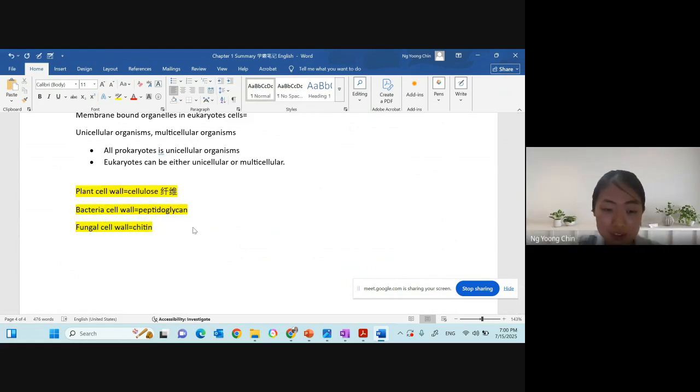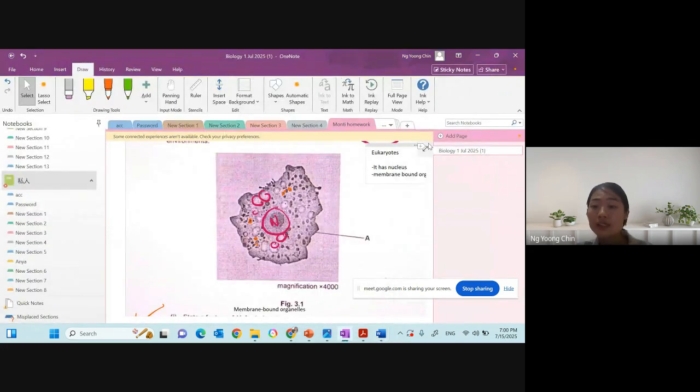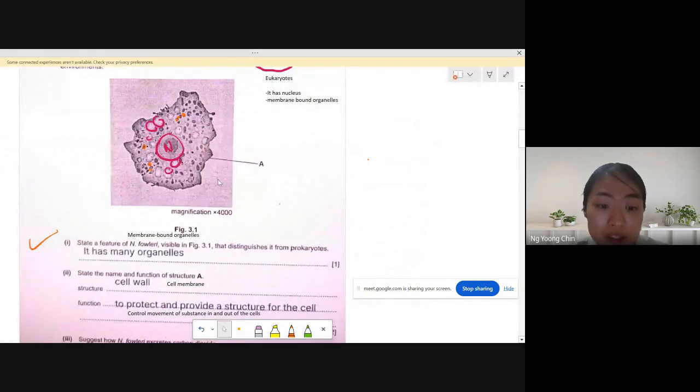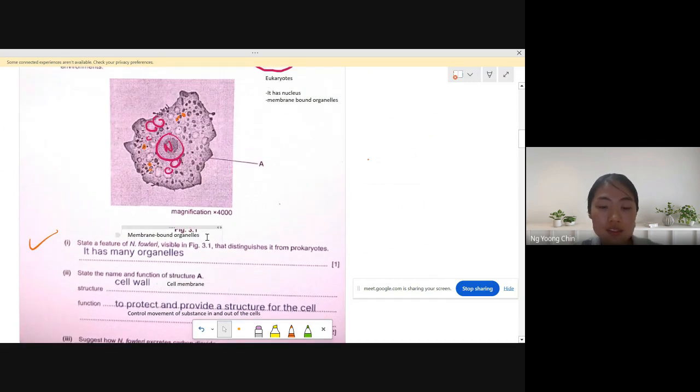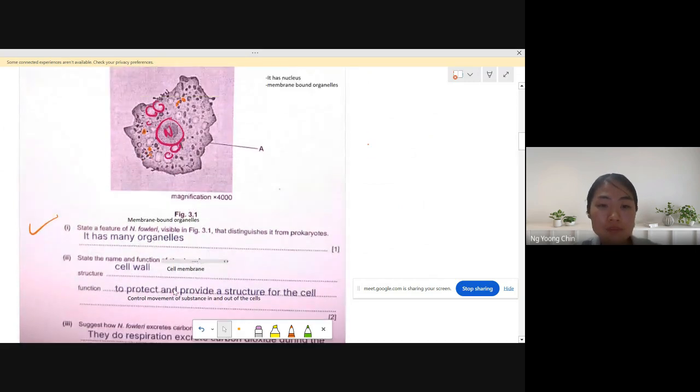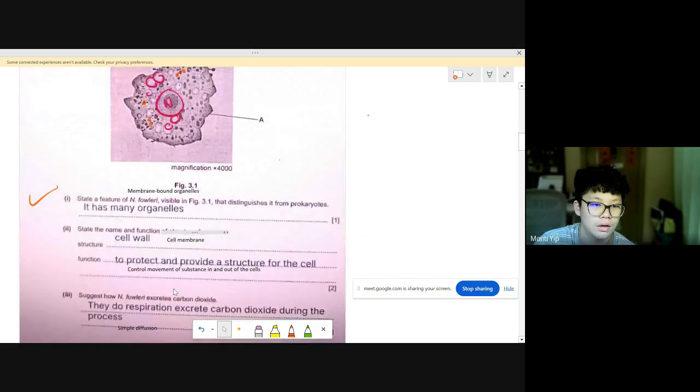Maybe I can add here: protists don't have a cell wall. So that's why the answer you wrote, cell wall, is not correct. It should belong to the cell membrane. Okay, cell membrane. So what is the function of the cell membrane? Control movements in and out of the cell.